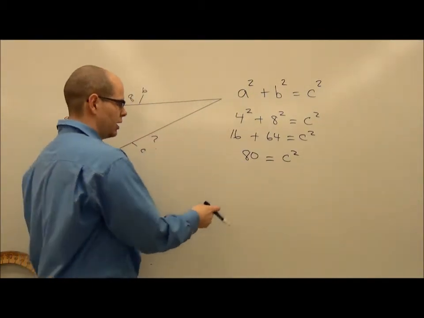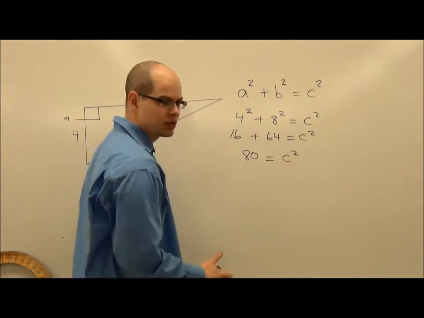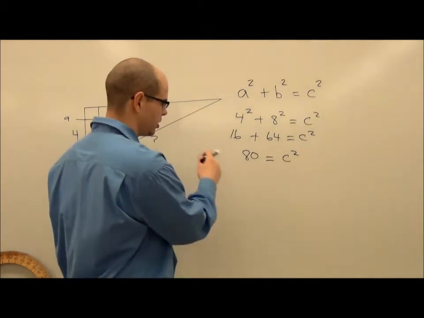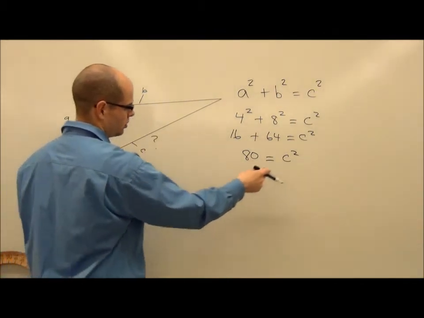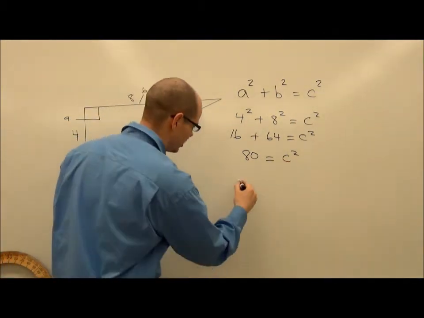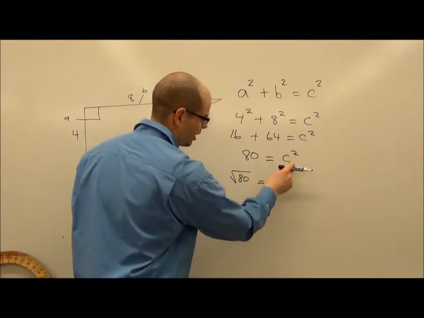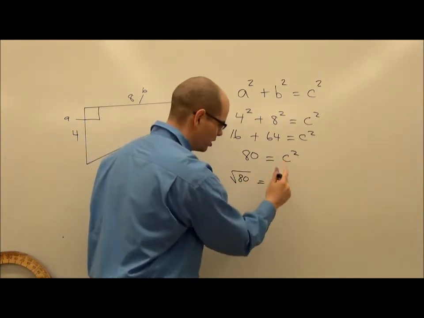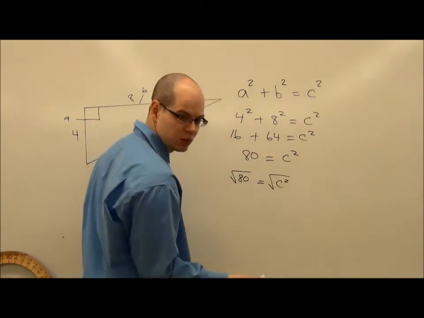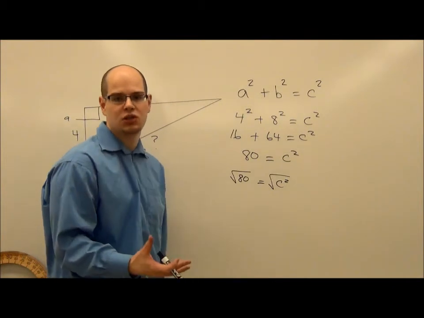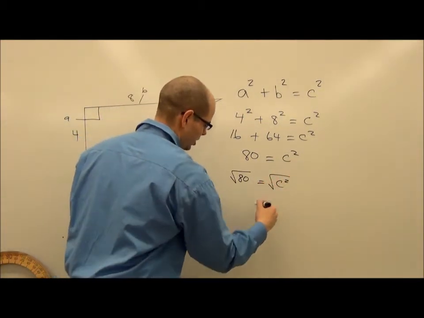Okay? Now that we've simplified both sides, the last step is we need to get C on its own. We're not solving for C squared. C squared is a box. We actually want the side length here. We want the hypotenuse. So we need to actually take the square root of both sides. So take the square root of 80 on the left, and on the right-hand side, the square root of C squared, which is actually written like this, is just C. Remember that a square root is the opposite operation to squaring. They cancel each other out. So on this side, you're just going to get C.